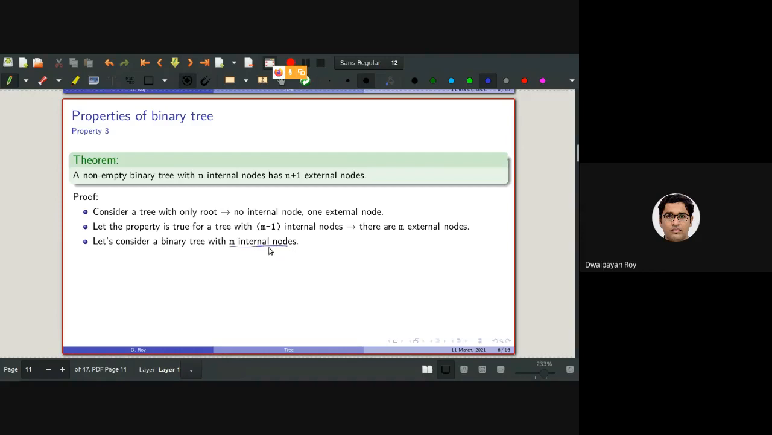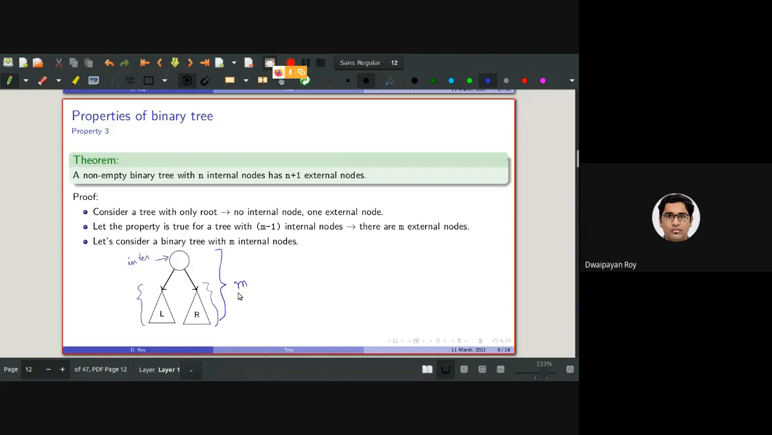So for this tree, it will look like this, right? So the number of internal nodes for this tree is m, and what is the root here? Is it an external or internal node? It is an internal node, right? So internal node. And what about the two subtrees? We have already assumed the property for these two subtrees.